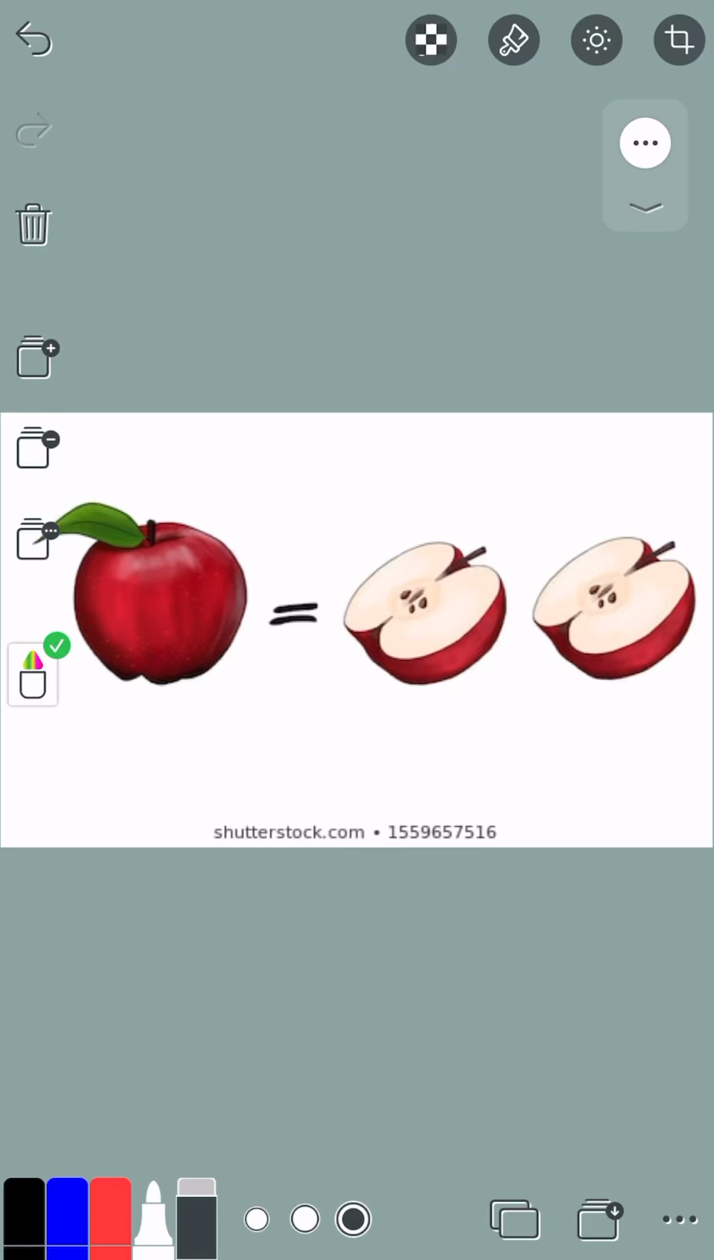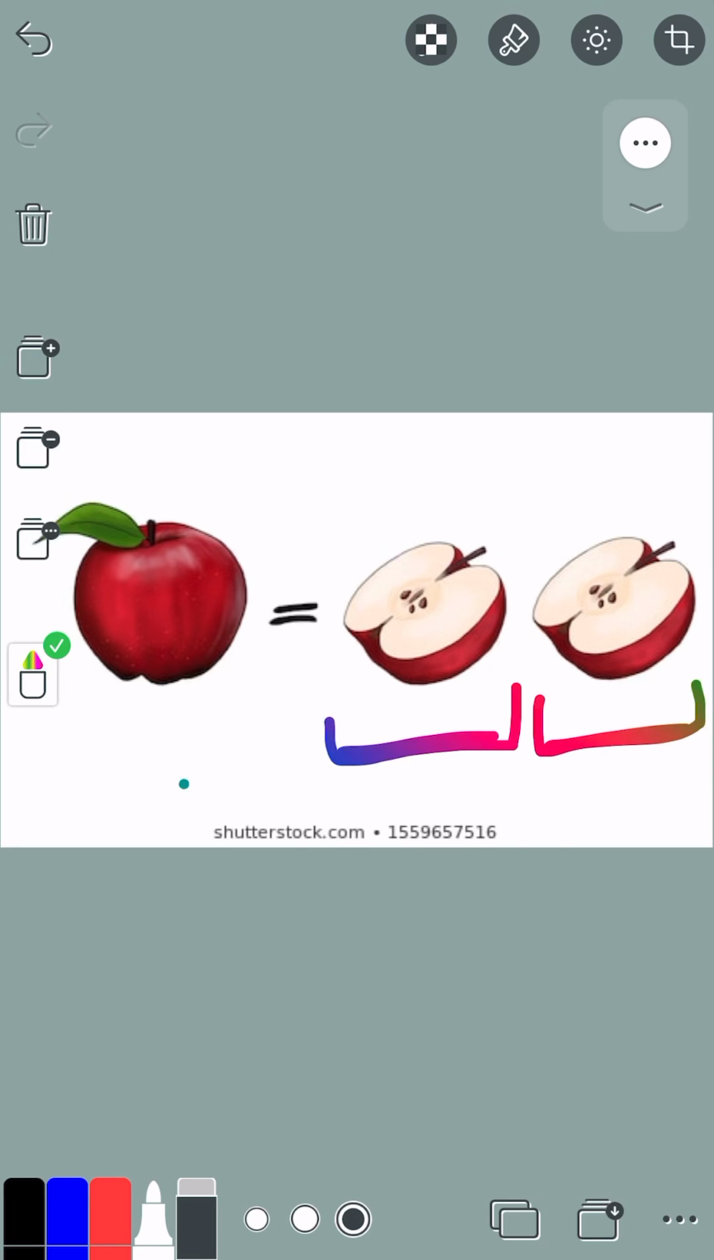Today's lesson is equivalent fractions. Equivalent means equal fractions. Equivalent parts means equal parts, that they are worth the same or have the same shape or size.